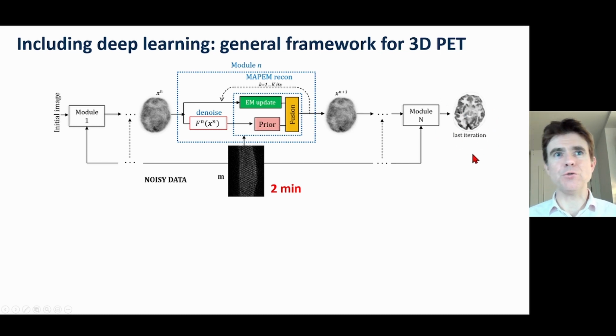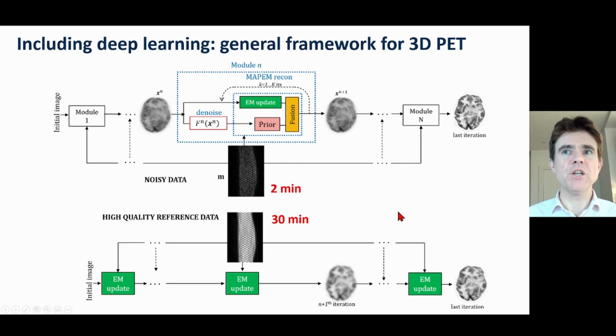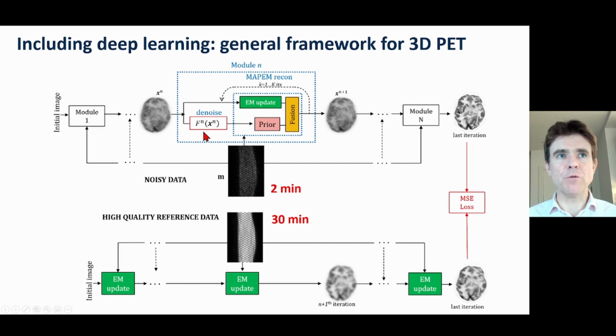Here I've showed an artificially good one from the previous slide, but in general this is going to be a very poor quality image. So what we'll do here is look at using high quality reference data, for example 30 minutes, 15 times longer acquisition to get a high quality image. And then what we'll do is train up using mean square error loss here, the convolutional neural network, which is in each one of these modules. Here I'm showing 1 to n modules, and we can either use the same network or a different network in each module, train it up such that the output here matches a high quality reference. So making use of that machine learning paradigm.